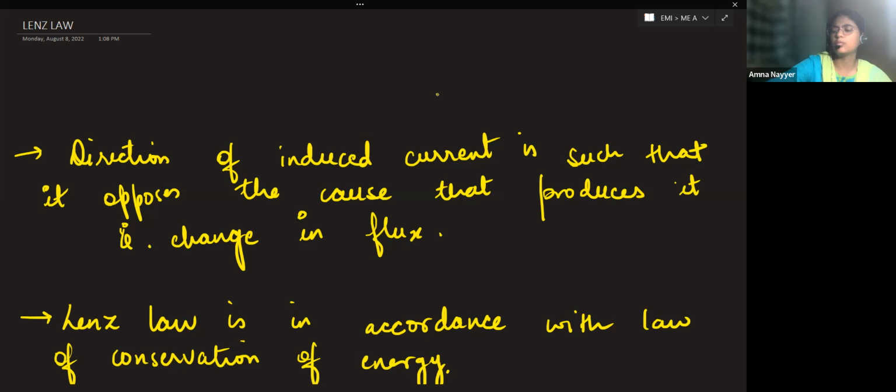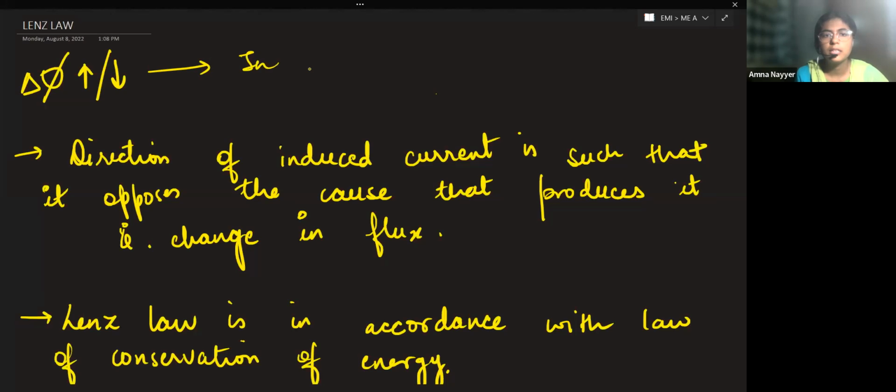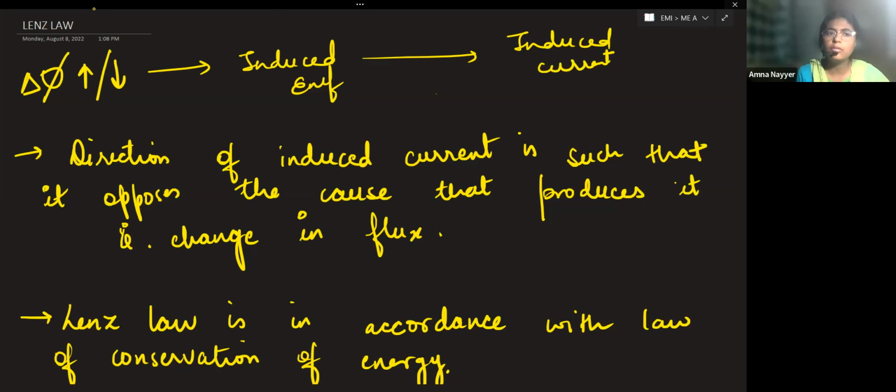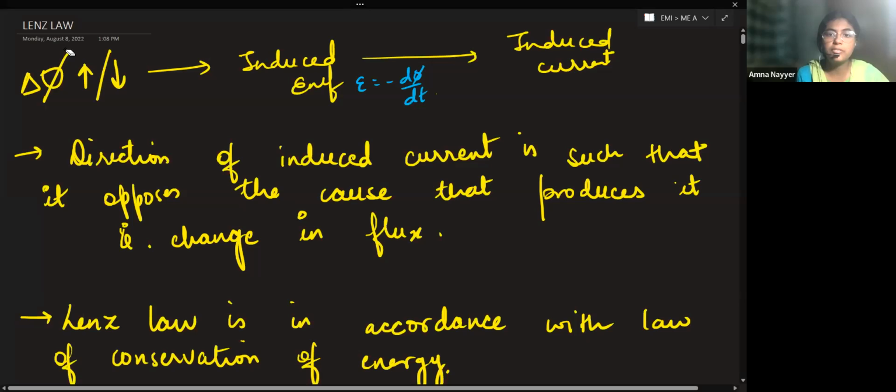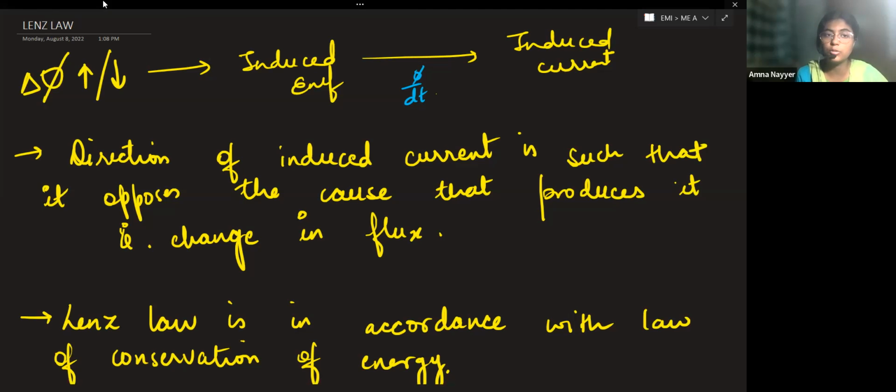Now, Lenz law says what? Whenever there is a change in magnetic flux, it will either increase or decrease. Induced EMF will be produced, and induced EMF will thus produce induced current. Now, the magnitude of this induced EMF will be given by E is equal to d phi over dt. Sorry, not minus. Here we are just talking about the magnitude, so we will not write the minus sign. So E is equal to d phi over dt.